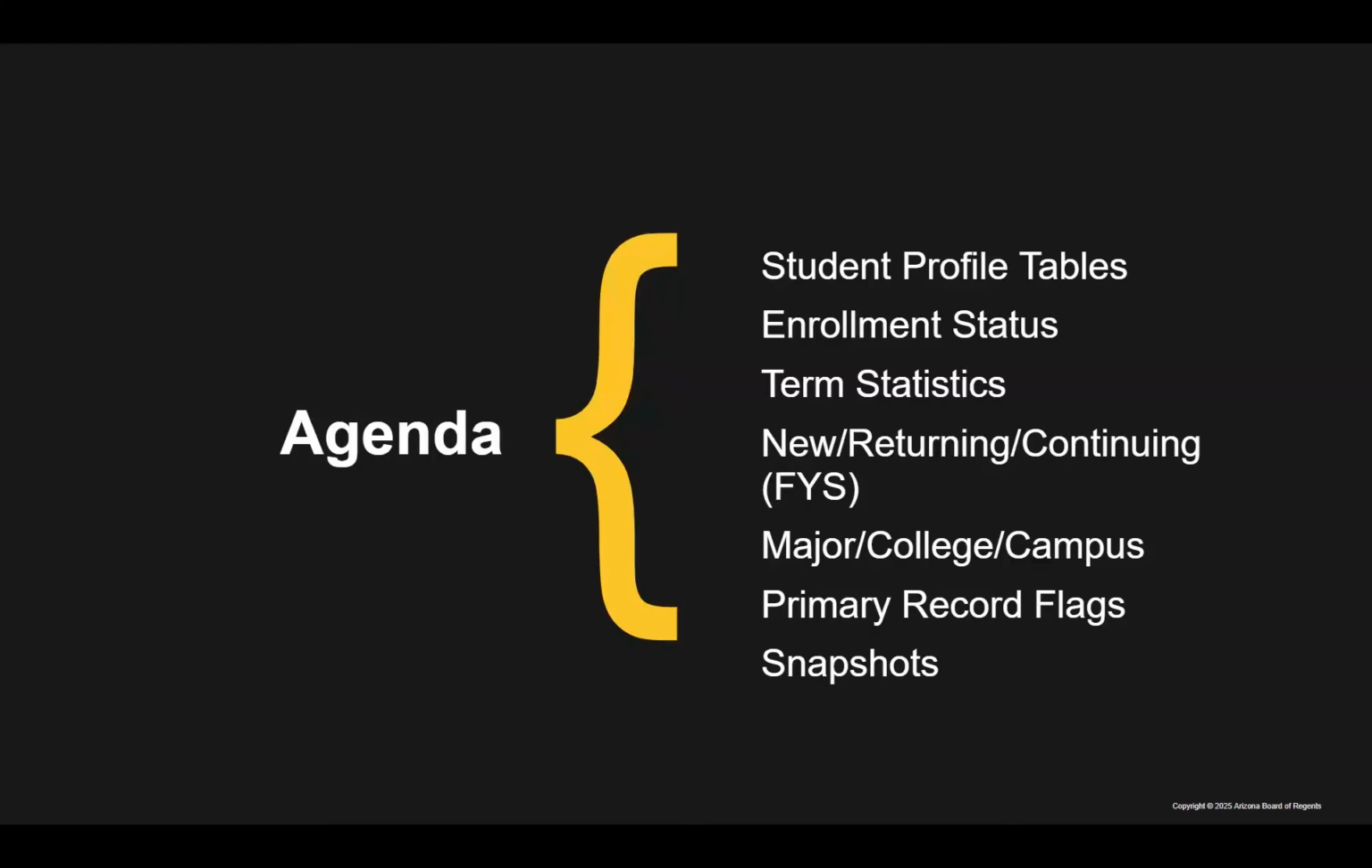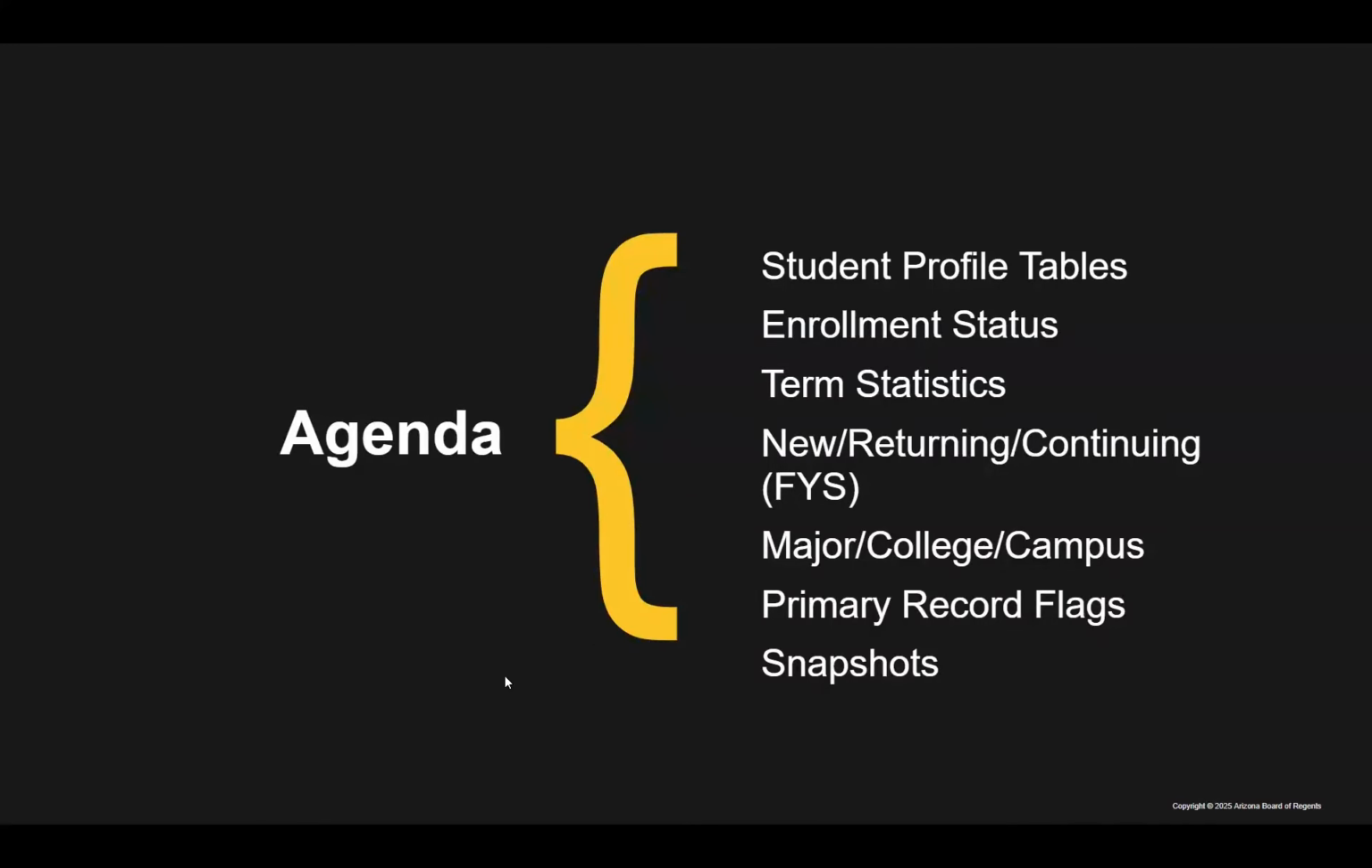I'm going to tell you about the student profile tables, a little bit about the data that we get enrollment status from. We're going to look at term statistics. We're going to talk about new, returning, and continuing and what is a first-year student. We'll talk about major, college, and campus, the primary record flags, hoping we have time by then, and the snapshots.